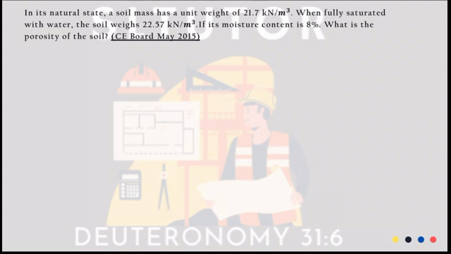So letter A, 22.69%, letter B, 24.12%, letter C, 23.65%, and letter D, 25.25%.